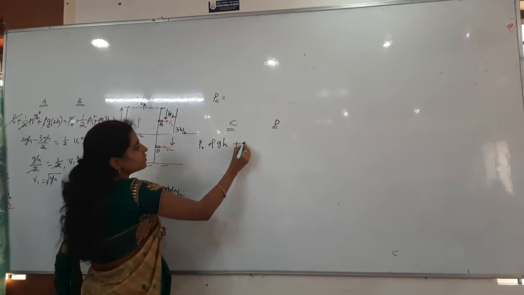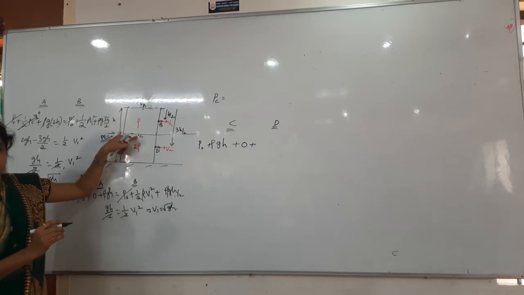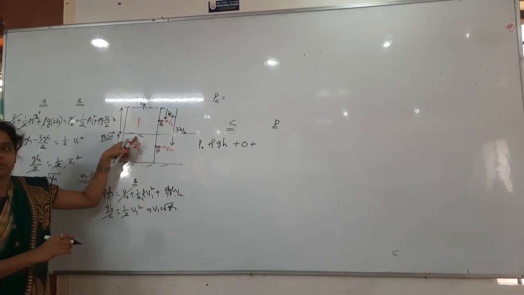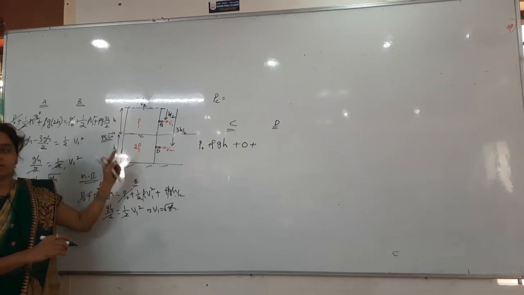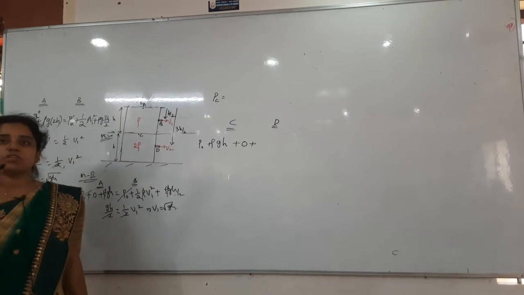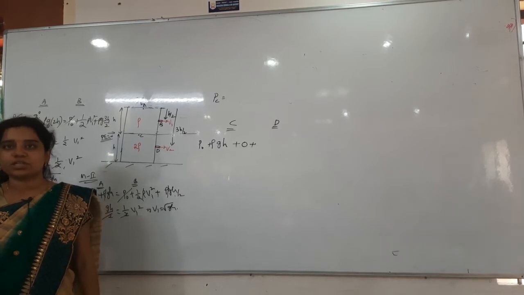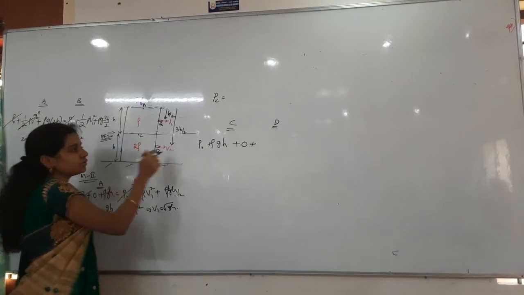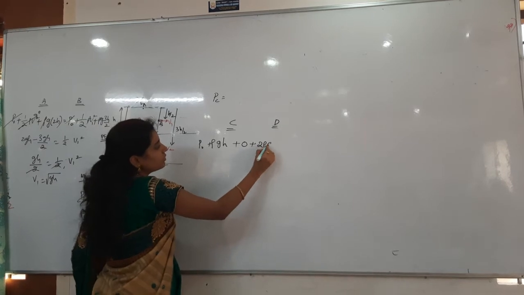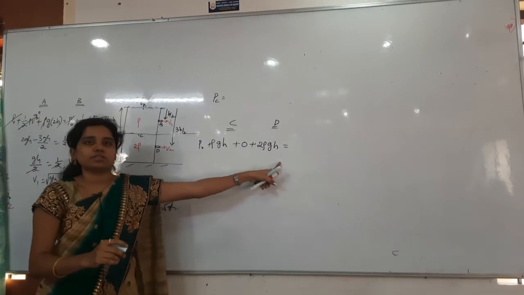Next, kinetic energy is how much? 0. However, potential energy of point C is how much? From the ground what is the height? H is the height. In which liquid is it? 2 rho liquid. So that is 2 rho into G into H. Our general potential energy formula is rho GH only, but here how much rho is there? 2 rho into G into H. Don't confuse between this and then this.